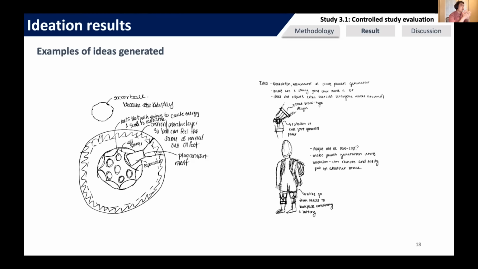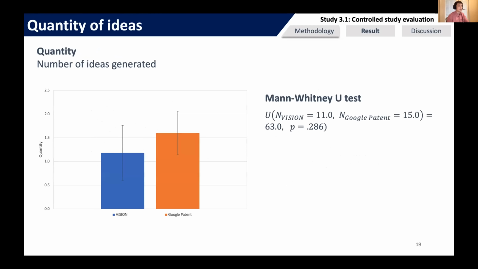So these are some examples of the ideas that the participants generated. And again, these ideas were analyzed by their quantity, quality, and novelty. These metrics are widely used in the engineering design research field. For the quantity of ideas, we only analyzed the ideas in the second ideation phase. Here we found that there was no significant difference between the Bayesian condition and Google patent condition. Most participants generated 1 or 2 ideas during the second idea generation phase.